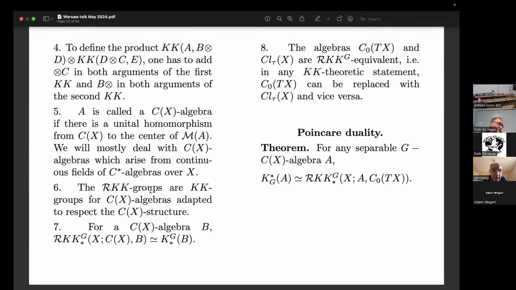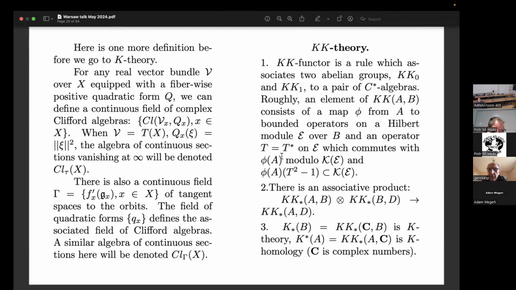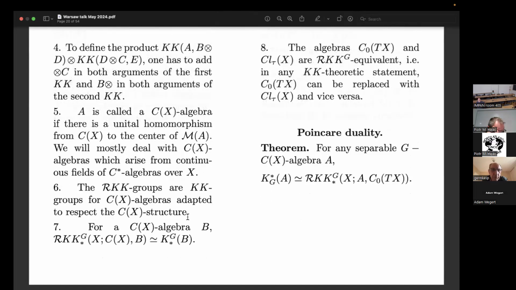So the RKK groups are KK groups which respect this structure of C of X module, if you want. So all algebras are C of X modules. The C of X structure gives a module structure, if you want. And in this definition, the homomorphism phi, which is used to define KK, should commute with the C of X section. That's the point of defining RKK.